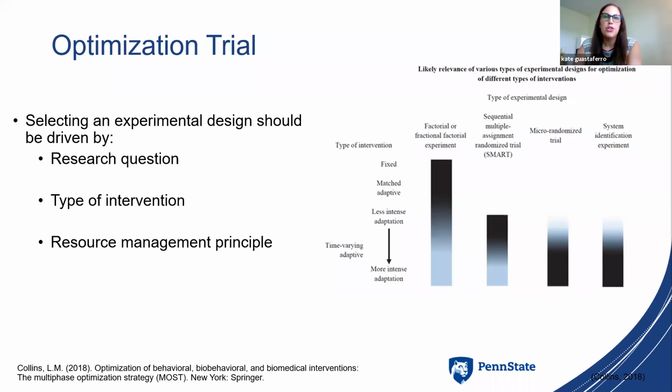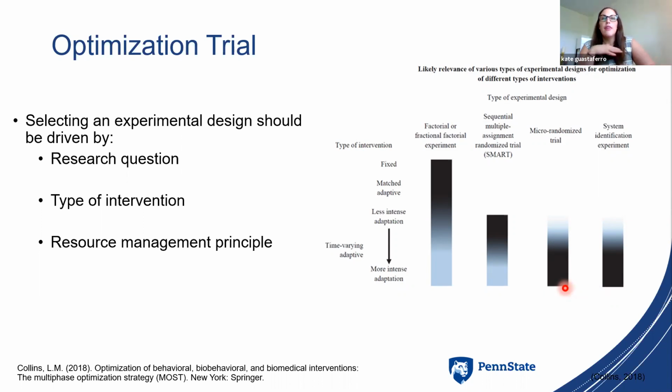I'll pause here just to mention this figure, which comes from Linda's book, Introducing MOST. And you see that the type of intervention is matched with the experimental design. So for example, for a fixed intervention, it is best matched with the factorial or fractional factorial experiment. And you see that because the bar is dark. Then as we go down to adaptive interventions, the factorial is no longer the appropriate or the best experimental design. It goes this way, maybe towards a system identification experiment or a micro-randomized trial.